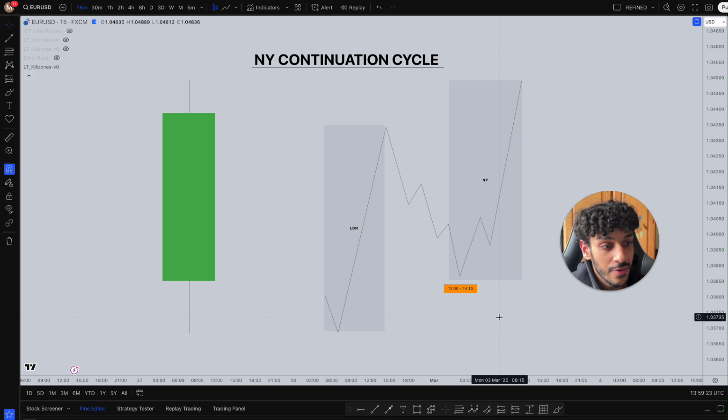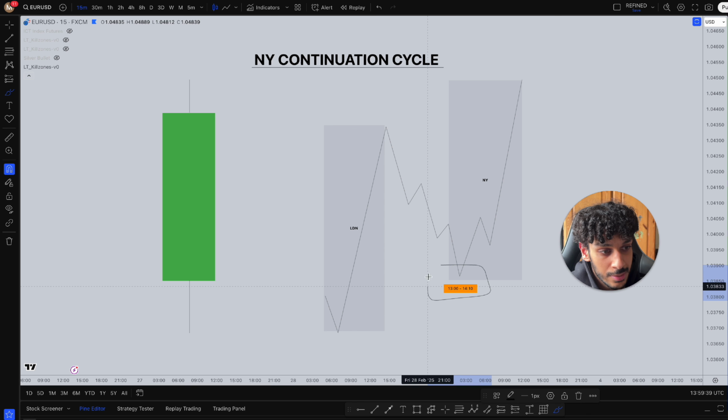So I wait for number one, sessions to do specific things, but number two, during set cycles. So for example, this is an NY continuation cycle. During this specific cycle, I want to see lows and highs get made at set times. And I haven't just made up this time. This time is literally based on all my back-tested data examples.